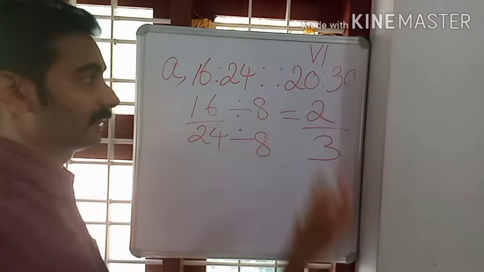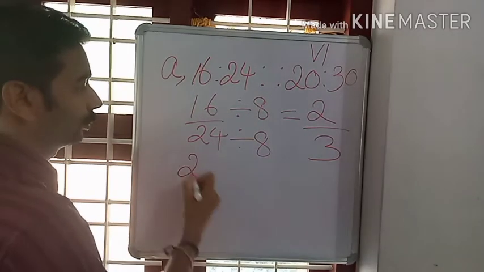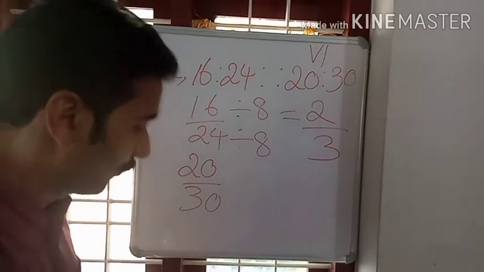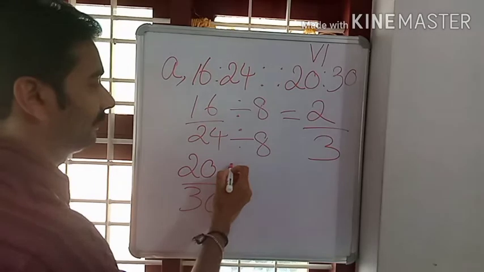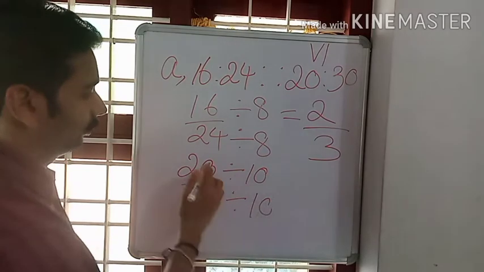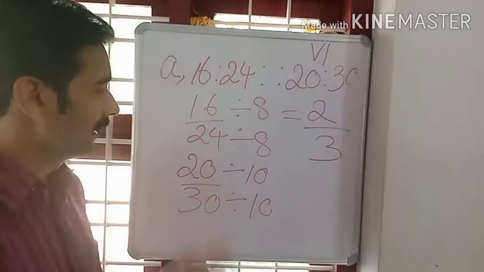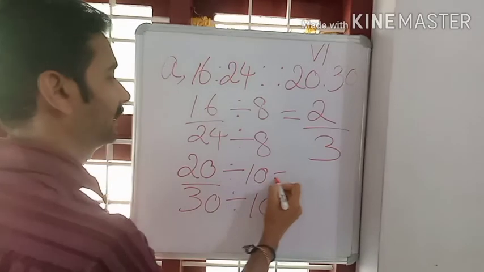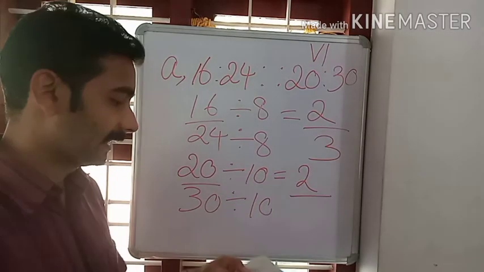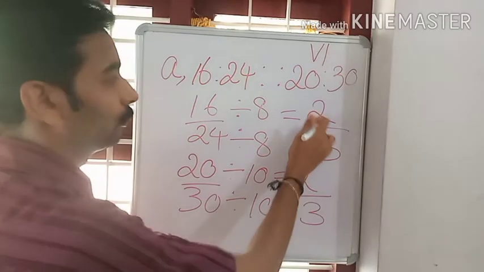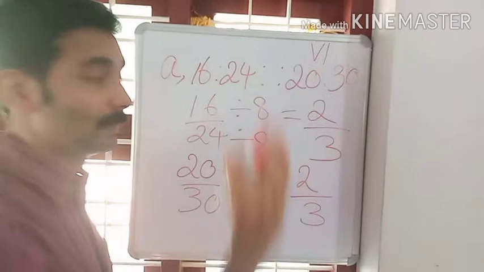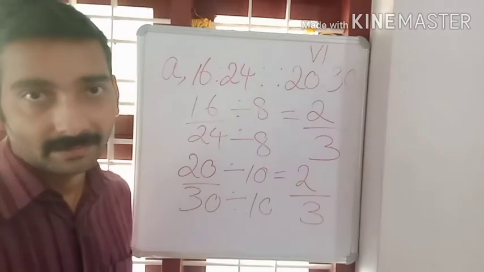Then another one is 20 upon 30. It is divisible by 10. You can cut the zero. 20 divided by 10 is 2, 30 divided by 10 is 3. That means 2 by 3. So it is proportion, it is true. Clear? Okay.